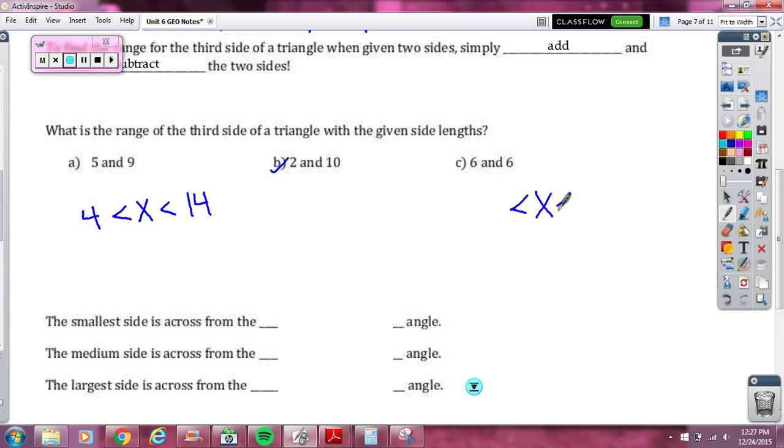Works the same way. I've got my 2 sides. To find the minimum, I'll subtract them. 6 minus 6 is 0. And then to find the maximum, I'll add them. 6 plus 6 is 12.